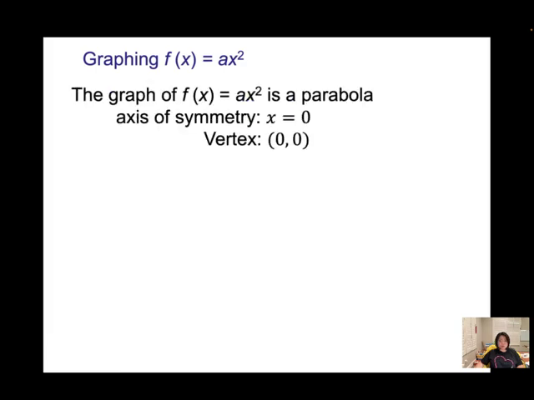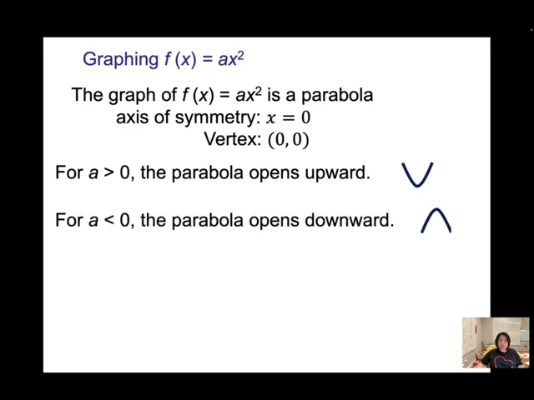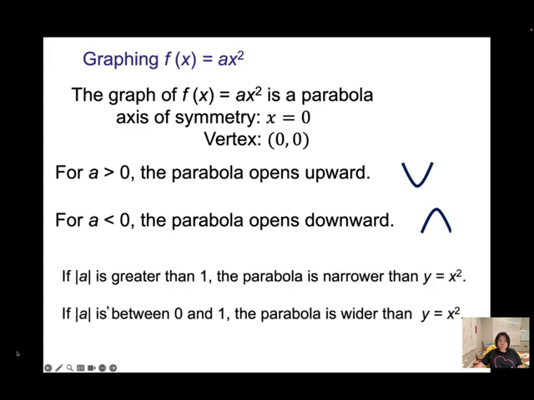So, when we have this graph, this is the parabola. Axis of symmetry will be x equal to 0, vertex will be 0 and 0. And when a is greater than 0, then it's going to open upward. Alright? When a is less than 0, that will be going downward. And then, when a is greater than 1, then the parabola is going to be narrower. But when a is between 0 and 1, then that will be wider, okay?